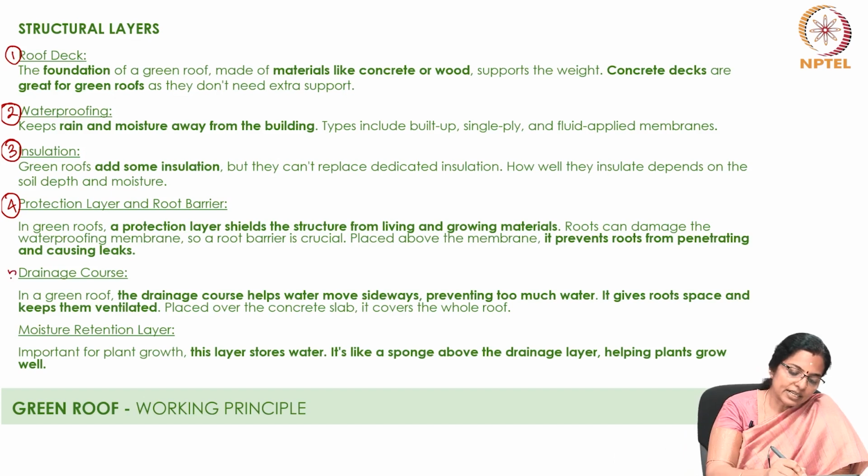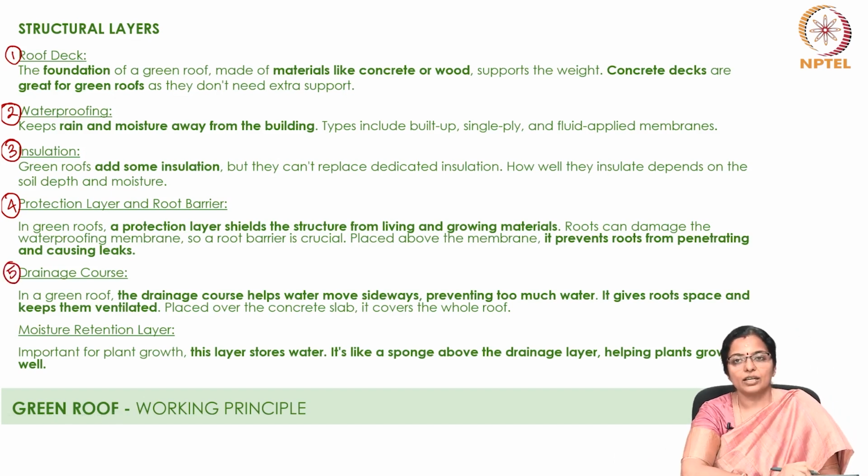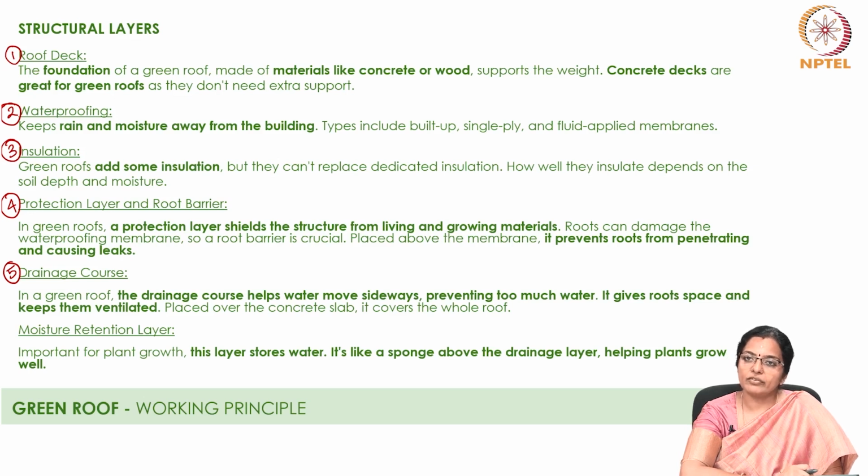Then there is the drainage course. In a green roof, the drainage course helps the water move sideways. This prevents too much water, and it gives roots space and keeps them ventilated. Placed over the concrete slab, it covers the whole roof.